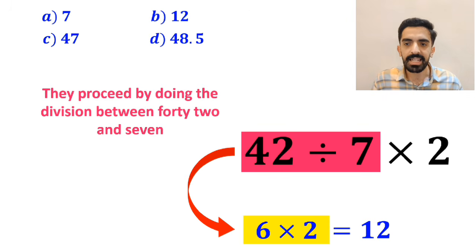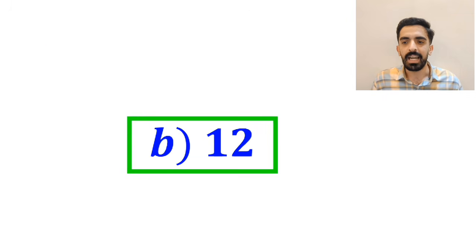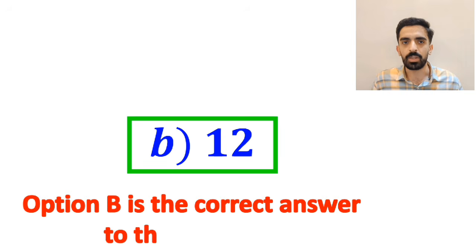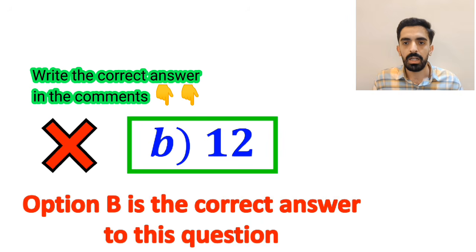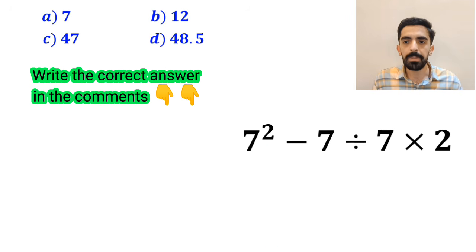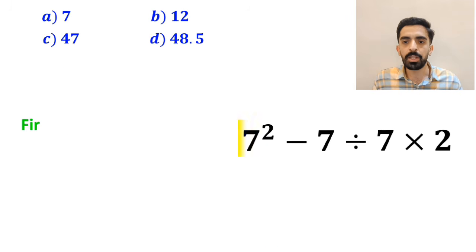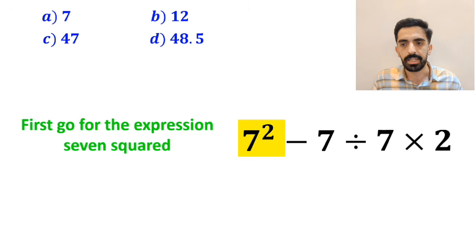Then, without any hesitation, they quickly say that option B is the correct answer to this question. But that's definitely wrong. Also, some other people to solve this problem first go for the expression 7 squared.